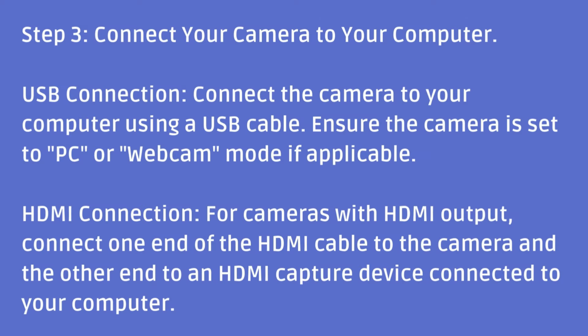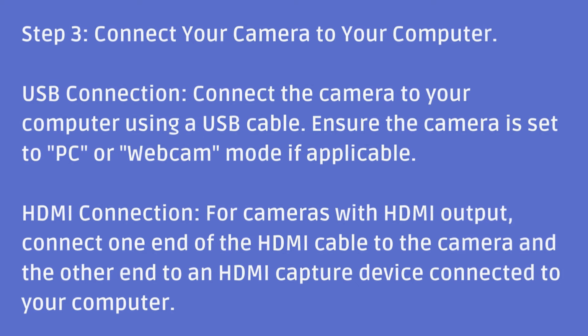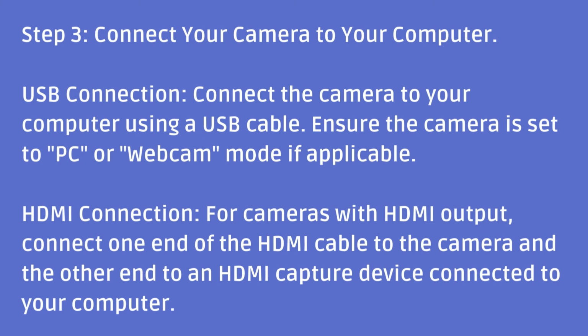Step 3. Connect your camera to your computer. USB connection. Connect the camera to your computer using a USB cable. Ensure the camera is set to PC or webcam mode if applicable. HDMI connection. For cameras with HDMI output, connect one end of the HDMI cable to the camera and the other end to an HDMI capture device connected to your computer.